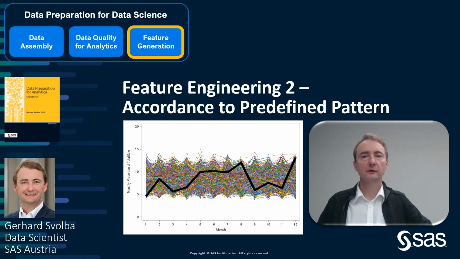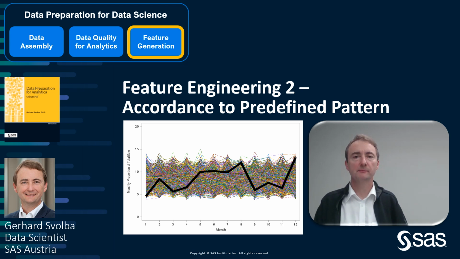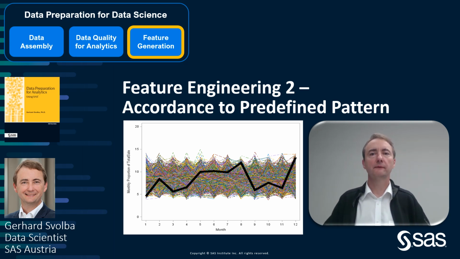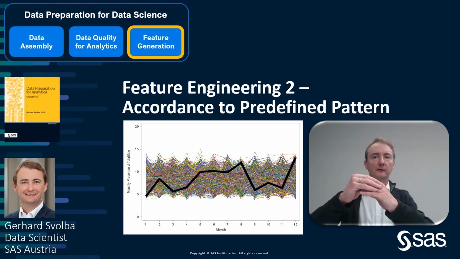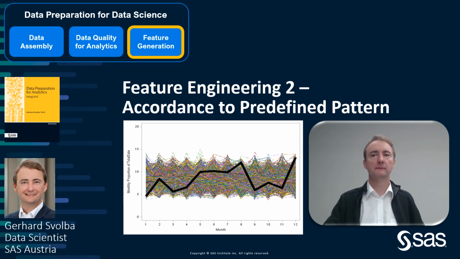Today we are focusing on feature generation, and we will take a look at how we can use data science methods to derive relevant features for our analysis out of transactional data. More specifically, we will look at how certain analysis subjects behave in accordance to a predefined pattern, which of the customers are close, which of the customers are far away.